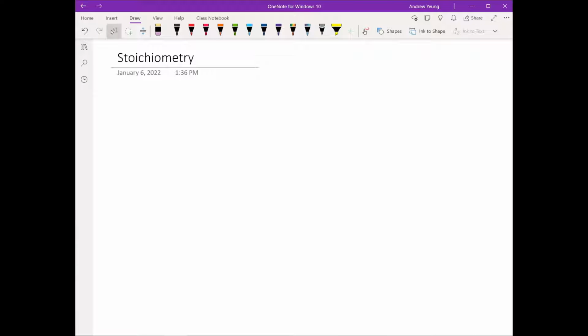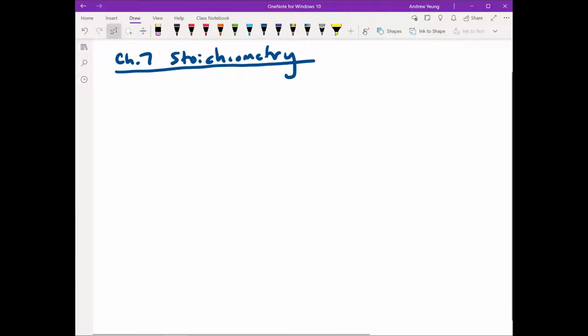Morning, guys. So today we're going to continue with our overview summary. Today we're going to look at chapter 7, which was on stoichiometry. This was the chapter that sort of brought together a lot of what we have been learning about the mole concept, all those conversions, and tried to connect them with the reaction stuff that we did previously.